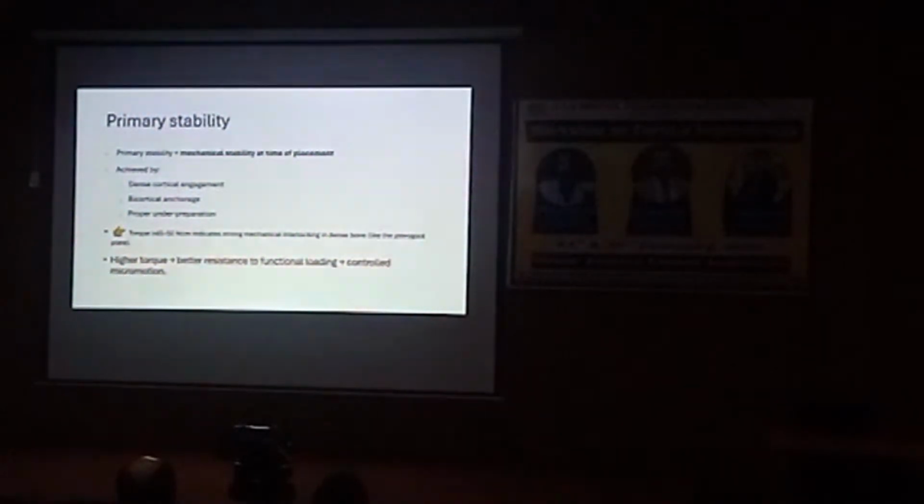Primary stability is the mechanical stability at the time of placement achieved by dense cortical engagement, bicortical anchorage, and proper under-preparation. So if it is a 3.5 mm implant, drill for 2. Torque of more than 40 to 50 centimeter torque indicates strong mechanical interlocking in the dense bone, like the pterygoid plate. The higher the torque, the better the resistance to functional loading and controlled micromotion.